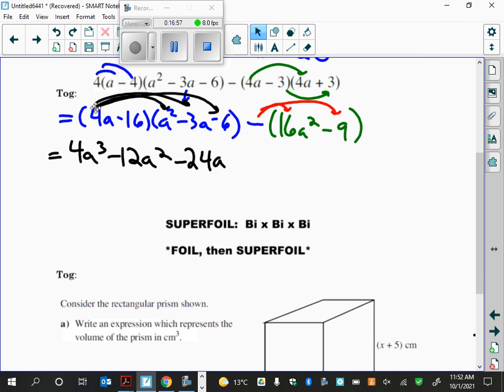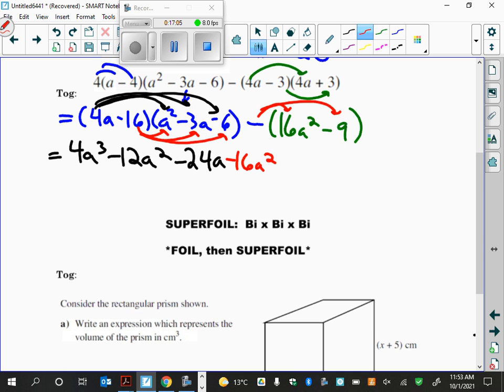Next, we got these guys. So negative 16a squared right there. And we got negative 16 times negative 3, which is plus 48a. And negative 16 times negative 6 is plus 96. Careful with the sign there. And then we're going to distribute these red ones at the end. I guess I'll put it in green. Subtract 16a squared plus 9.